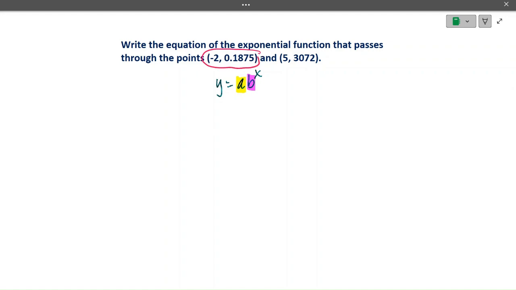So -2 is my x value, 0.1875 is my y. So I'm going to go ahead and start, and I'm going to rewrite my equation. Everywhere I see y, I'm substituting 0.1875. Okay, and that's going to equal a times b because we don't know those. And then I'm going to substitute my x value as the exponent, which is -2. All right, equation 1 is done.